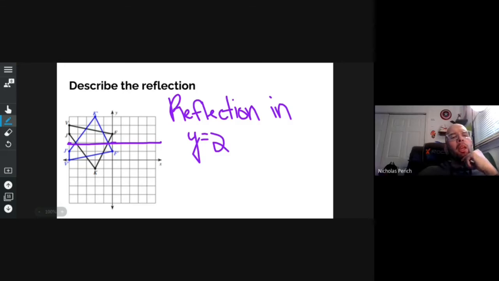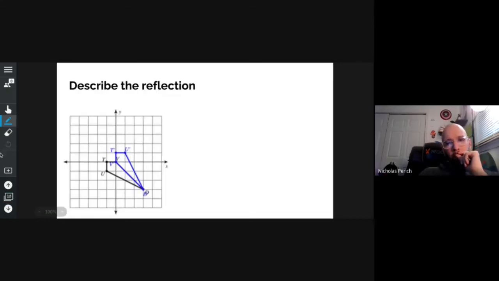Oh, it almost looks like a Star of David, does it not? It almost looks like the Star of David for all of my Jewish friends. I'll tell you what right now. It looks like it's the top view of a paper airplane.